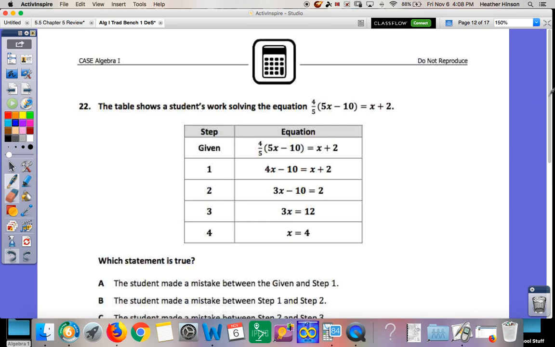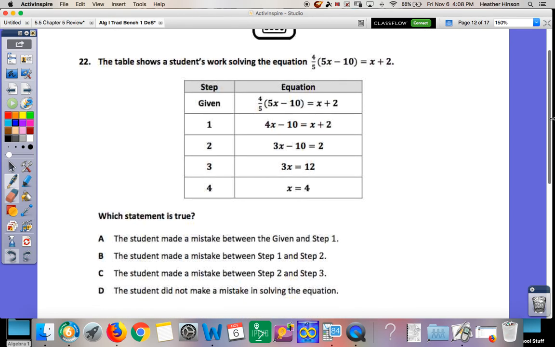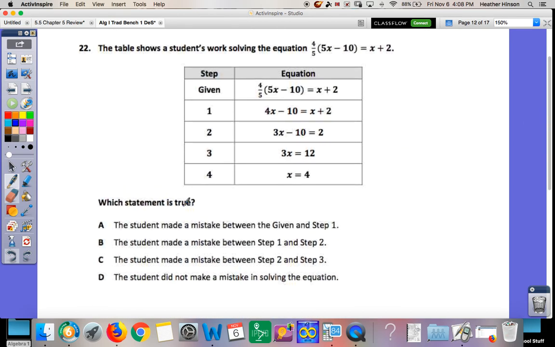Okay, the table shows the students' work solving this equation. We need to figure out which one is true. Where did they make a mistake, or did they not make a mistake? So we're given this. Just write that down again. Did they write it down correctly? Yes, everything is exactly the same.